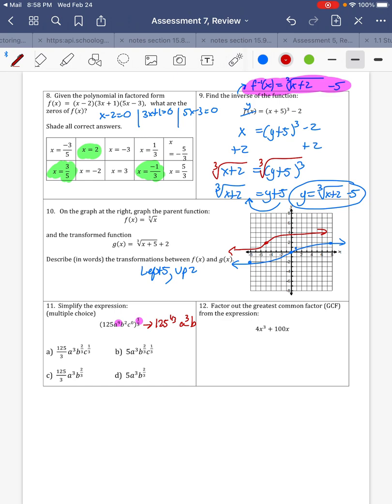B, 2 times a third would be 2/3. And C, 0 times a third would just be 0. So the c is just to the 0 power. That's just equal to 1, so it pretty much disappears. So these answers with c to the 1/3, that's not right.